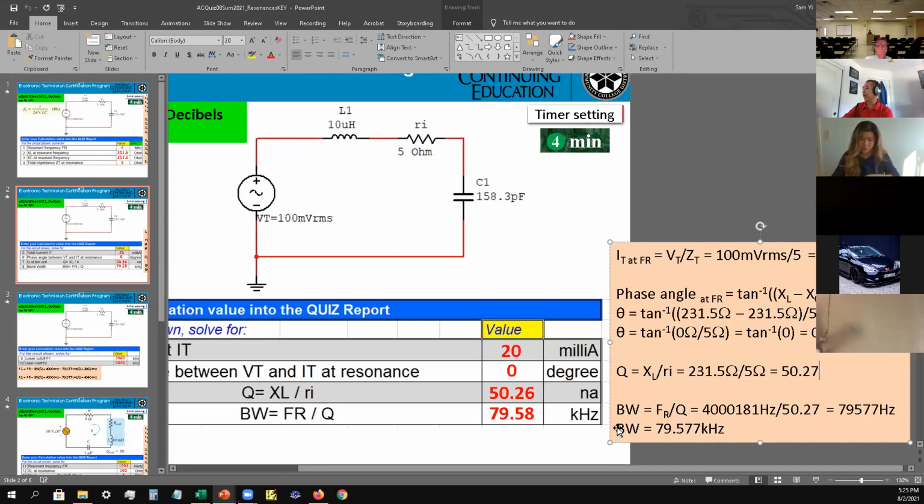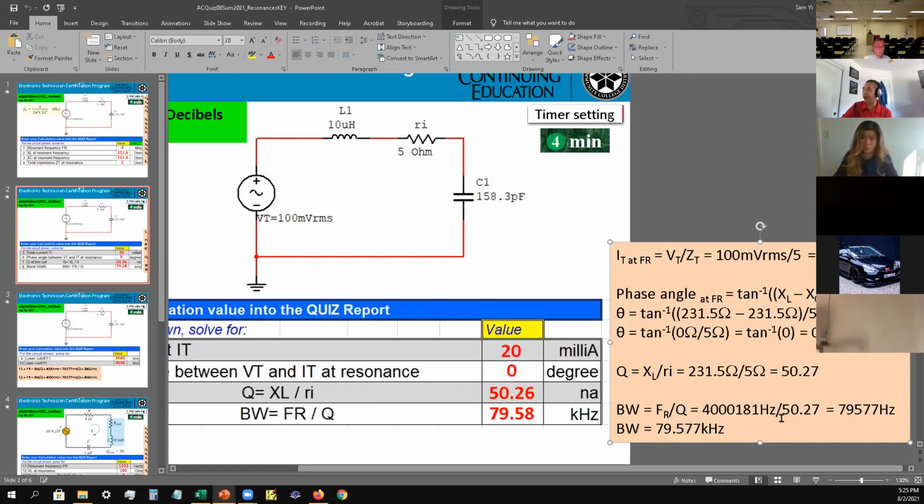After that, we want to calculate the bandwidth. Bandwidth equals the resonant frequency divided by Q. The answer is going to be in kilohertz, so I converted the frequency to hertz and divided by Q. That gives you hertz, and then I converted it to kilohertz. It comes to 79.57 kilohertz.